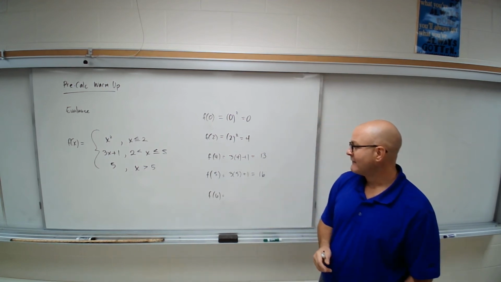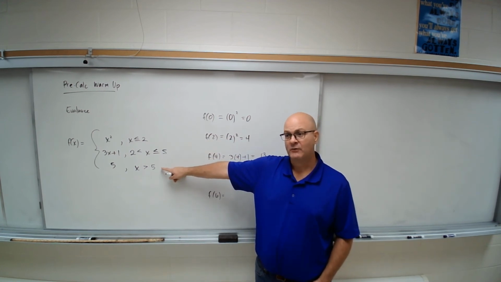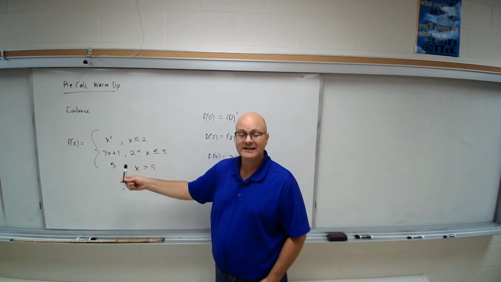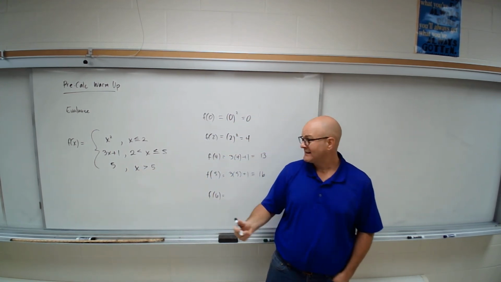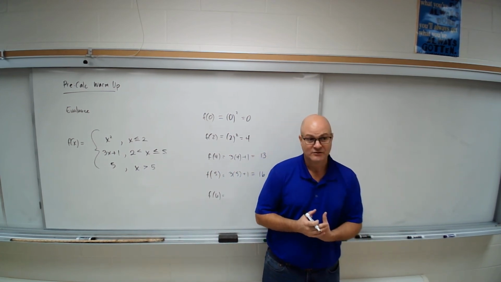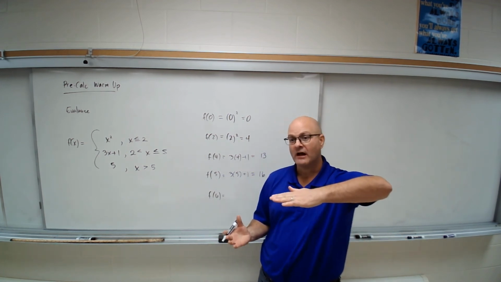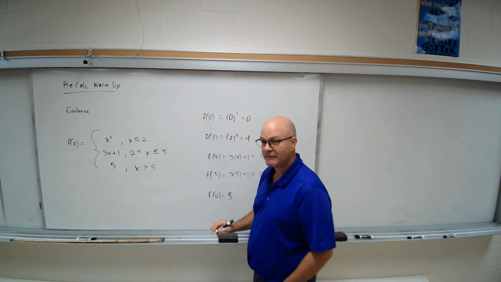And lastly, we have f of 6, and that falls in the bottom inequality. 6 is greater than 5, and this is just a constant. People tend to get confused by those, but it just means that any number I plug into this function that's bigger than 5, the output is always 5. It's just a horizontal line. So in terms of the graph, that would be a horizontal line. So that would be 5.